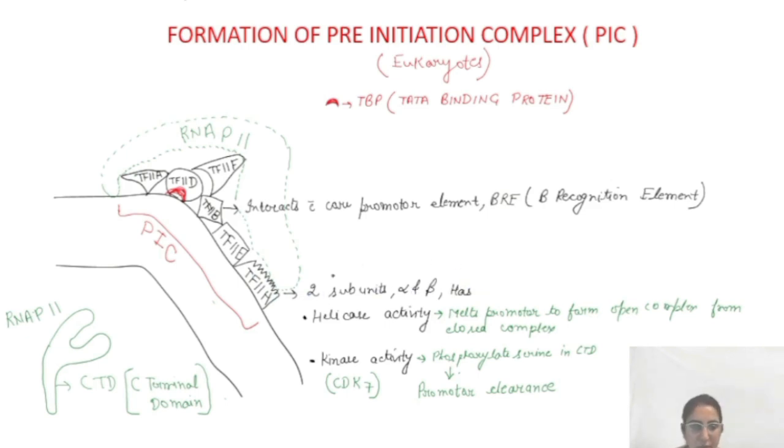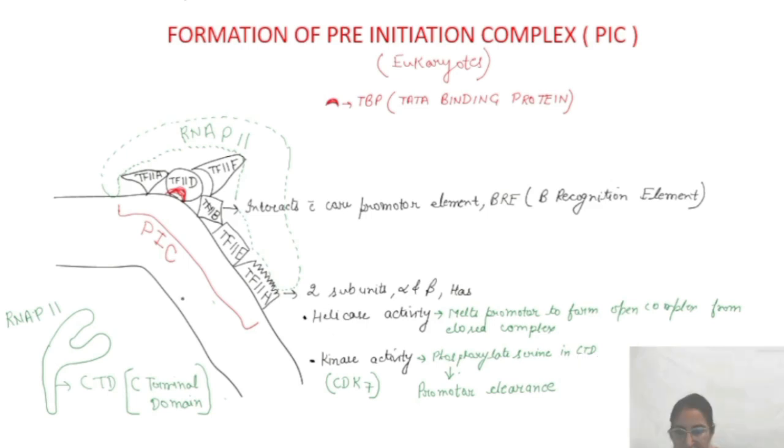Its main function, that is of transcription factor 2H, it has two functions. One, it has the helicase activity, that is it melts the promoter region to form the open complex, that is it unwinds the promoter region to form the open complex from the closed complex. The other is its kinase activity. This kinase activity phosphorylates the serine moieties in the CTD.